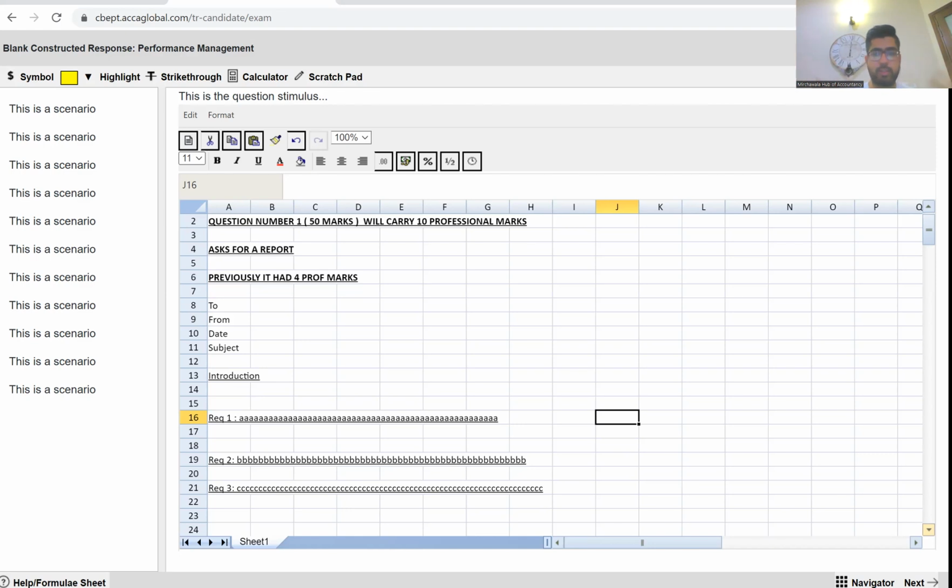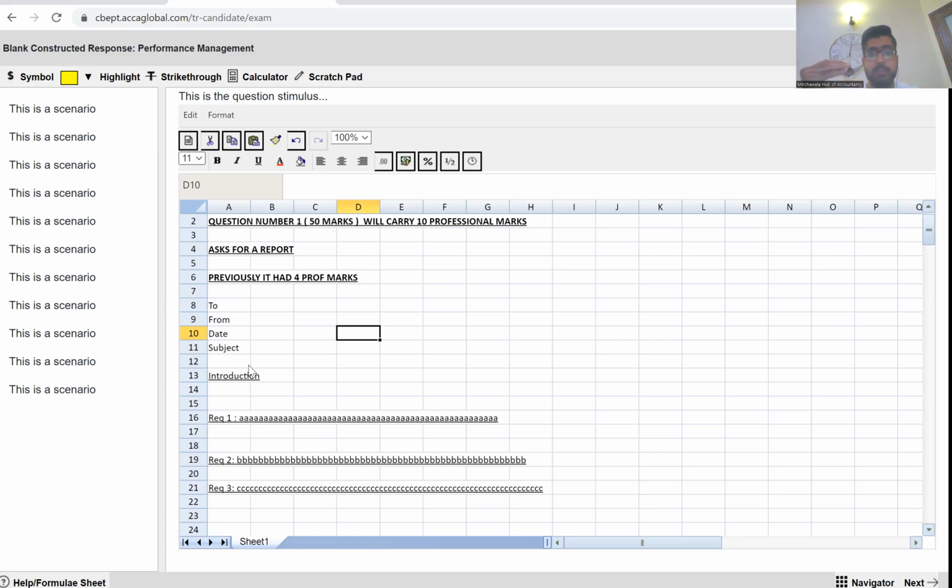It asked for a report. Now also the question number 1, 50 marks, will come. It will ask for a report. Previously, it had 4 professional marks. Now, to earn those 4 professional marks, I gave you a format. First you need to write to, from, date and subject. Then there is an introduction. This report requires NPV, then requires discussion, and so on.